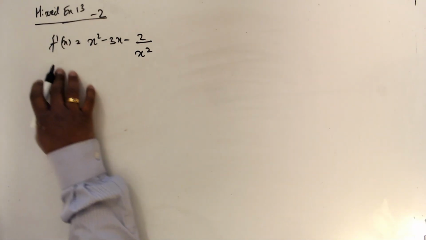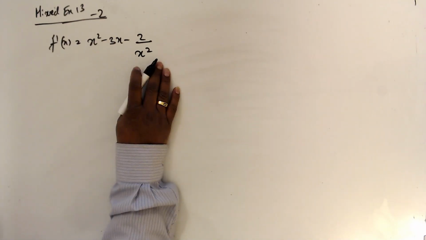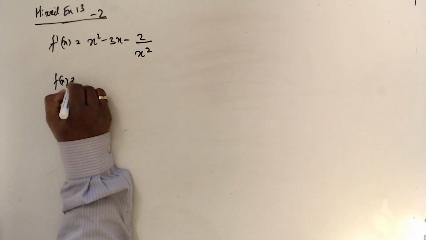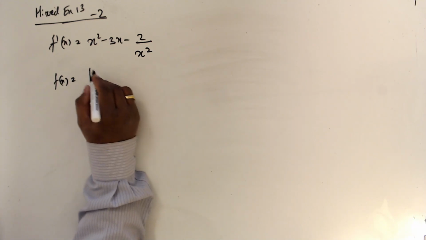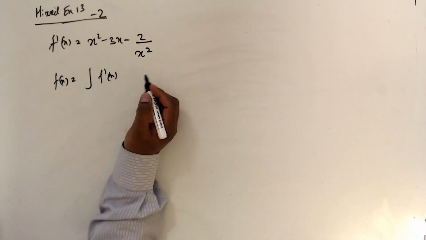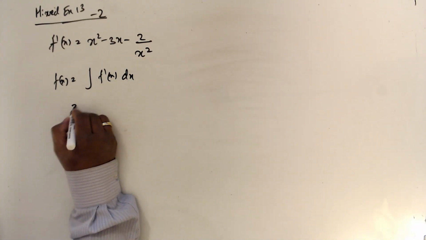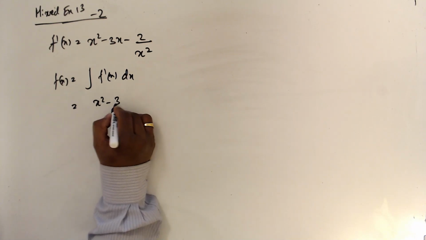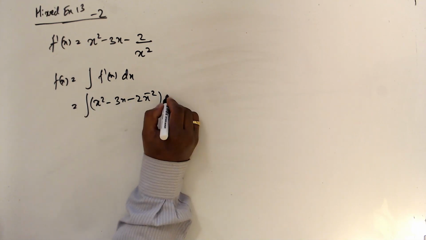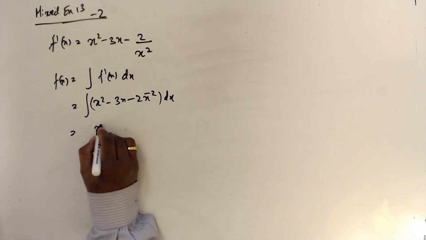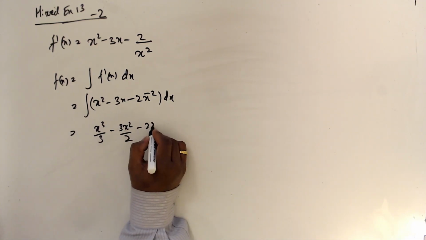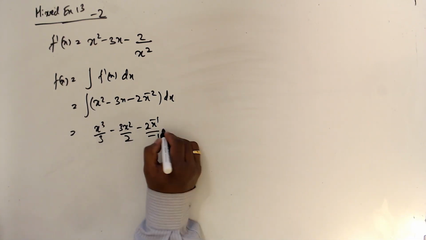Question number 2. The gradient function is given. Now we want to find the function. So function f(x) means we need to integrate the gradient function f dash x. So we'll integrate this one, x square minus 3x minus 2x minus 2, in terms of dx. This is x cubed over 3 minus 3x square over 2 minus 2x minus 1 over minus 1 plus c.